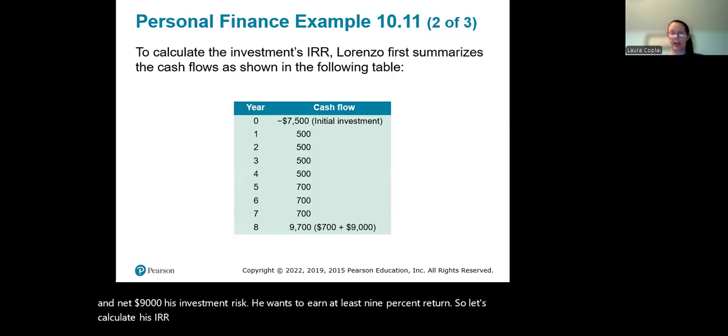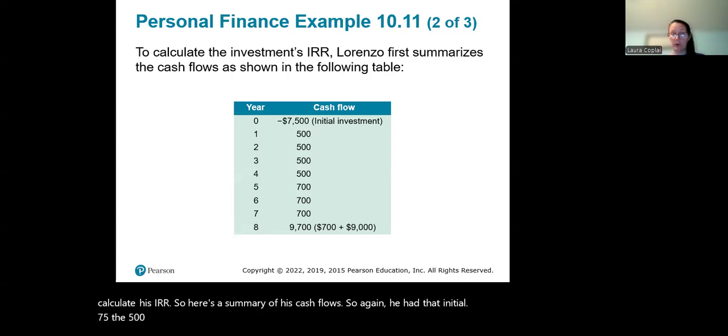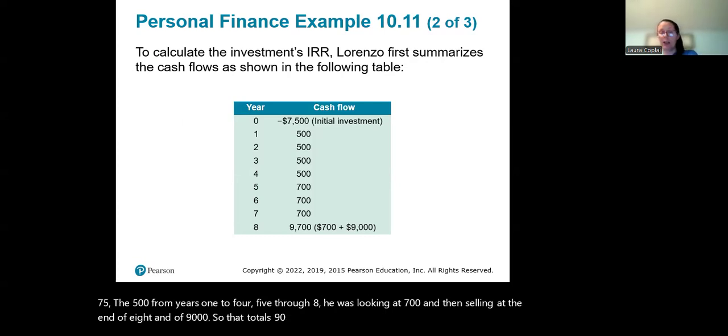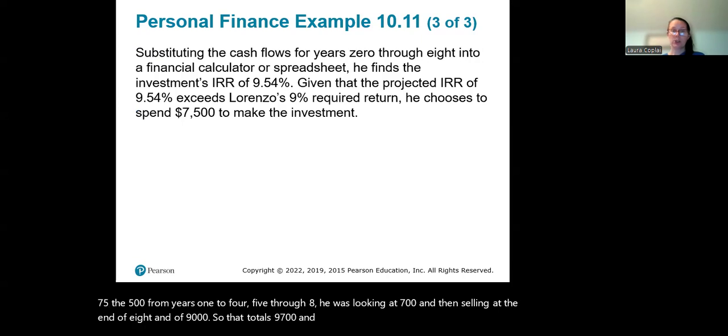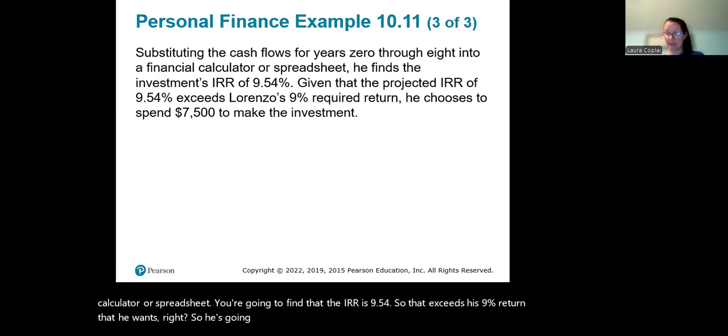So here's a summary of his cash flows. Again, he had that initial investment, 7,500, the 500 from years 1 through 4, and 5 through 8 he was looking at 700, and then selling at the end of 8, a net of 9,000. So that totals 9,700 in year 8. So let's substitute cash flows into a calculator or a spreadsheet. You're going to find that the IRR is 9.54%. So that exceeds the 9% return that he wants, right? So he's going to choose to make this investment.